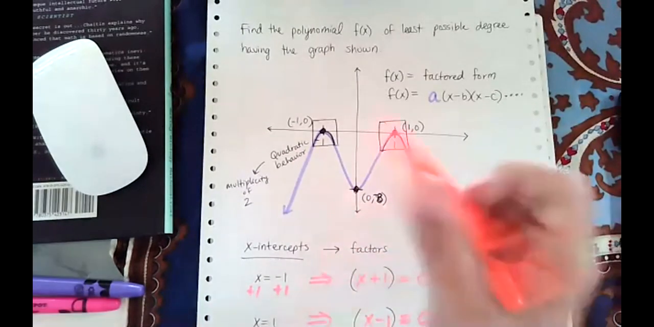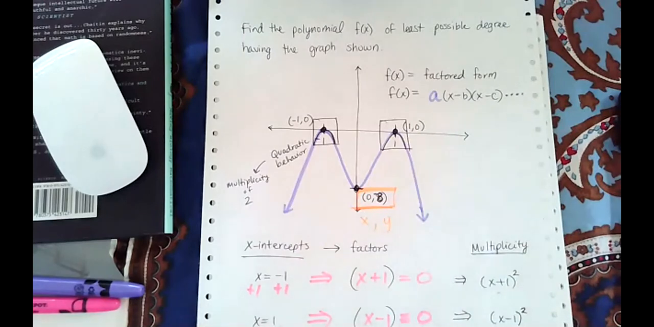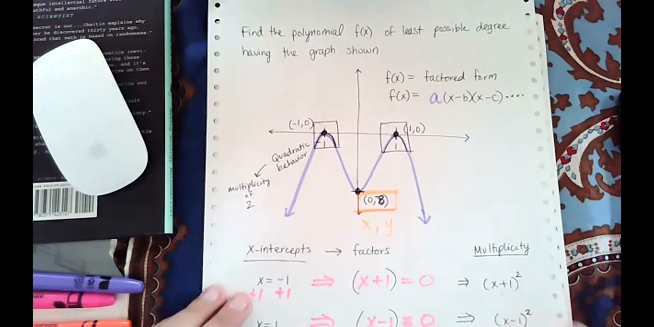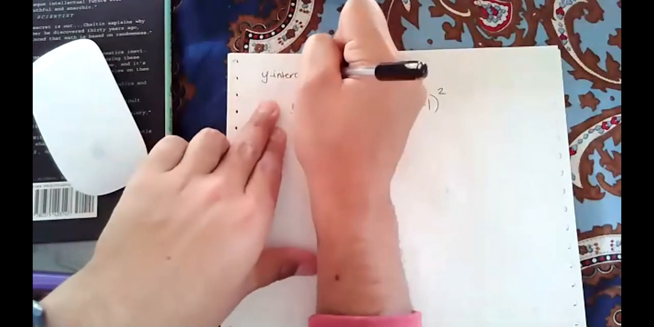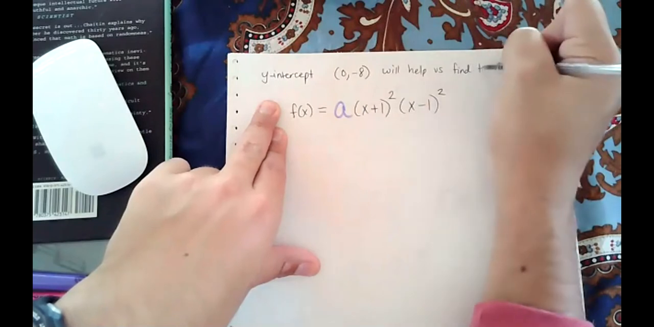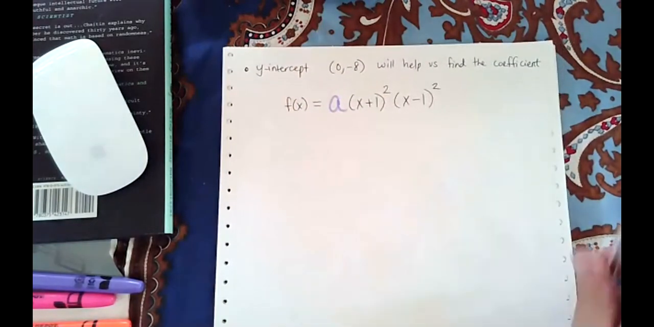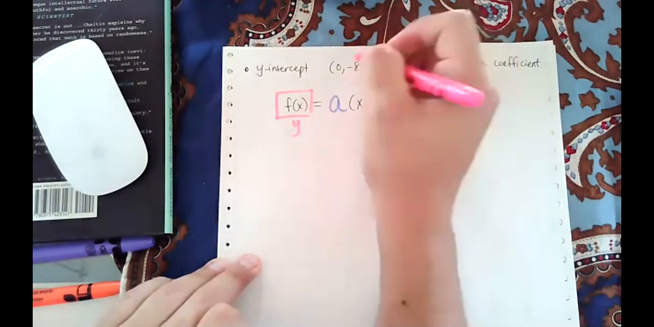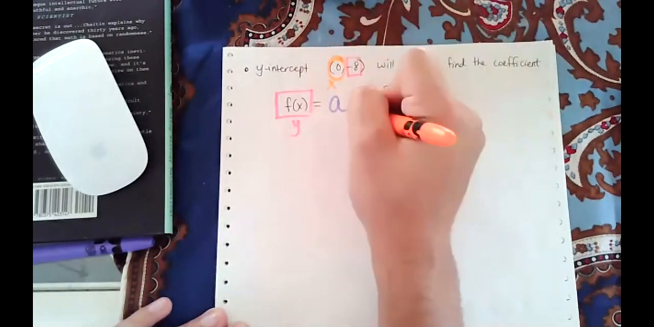But notice that they'll give you this other point. Usually it's the y-intercept. They've given us this extra point, which is an x value and a y value. And this is going to be a really useful point on the graph to help us find the coefficient. So the y-intercept, which in this case is 0, negative 8, will help us find the coefficient for this function. Because this is my y value, and I've been given my x value right here. And I have x's here and here.